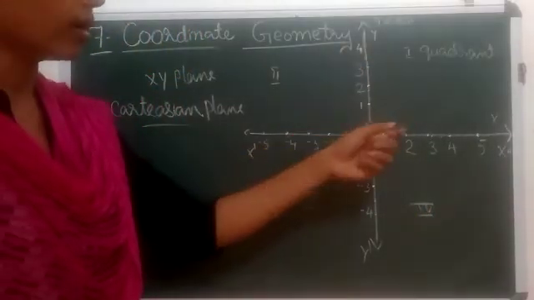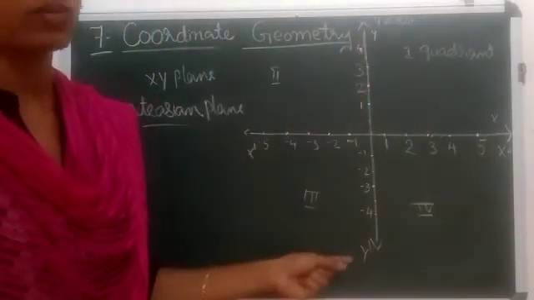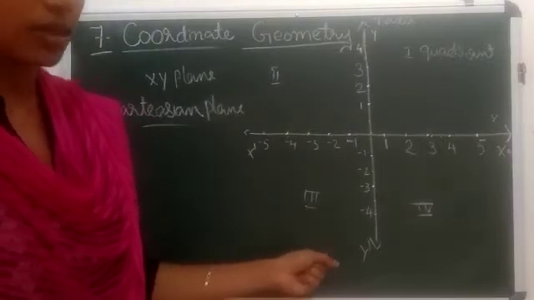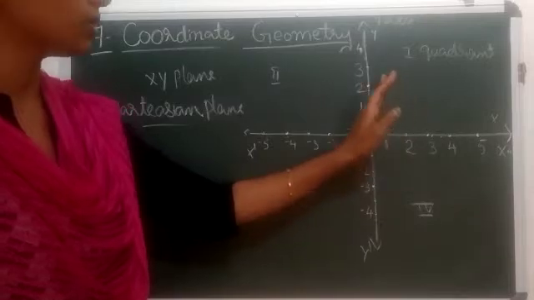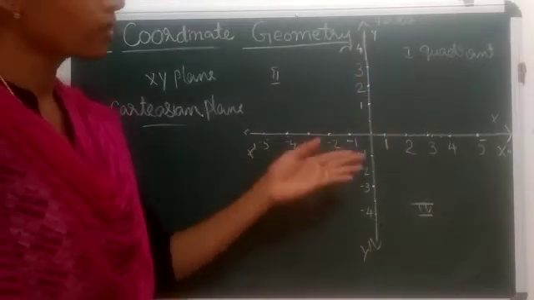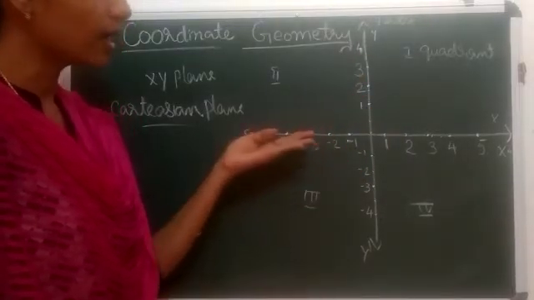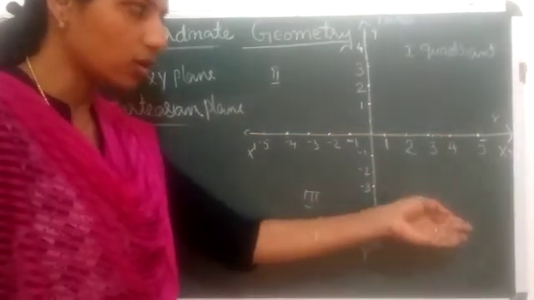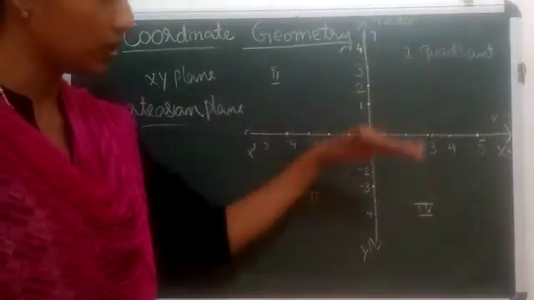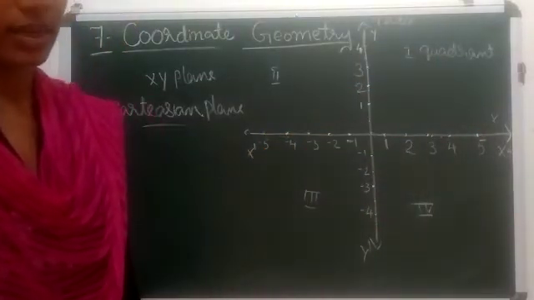In the first quadrant, both x and y values are positive. In the second quadrant, the y value is positive and the x value is negative. In the third, both x and y values are negative. Then in the fourth quadrant, the x value is positive and the y value is negative.